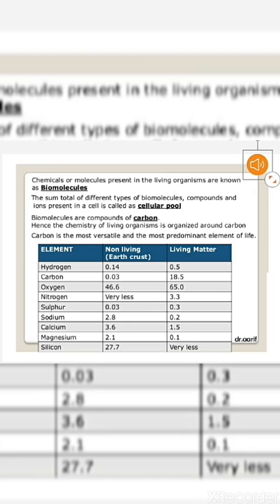There are a number of elements present in the environment, but the versatile character of carbon made it a very important element for living organisms. Some of the compounds present in living organisms are known as the cellular pool. There is a list of different elements present.